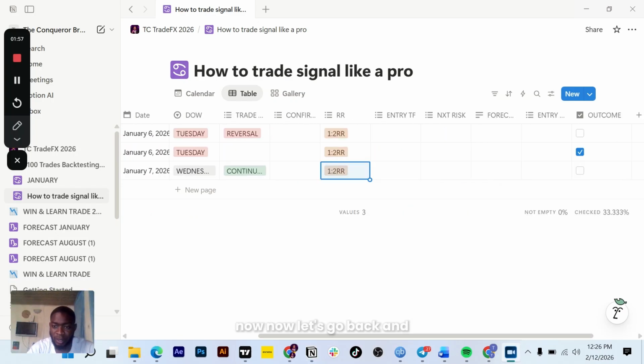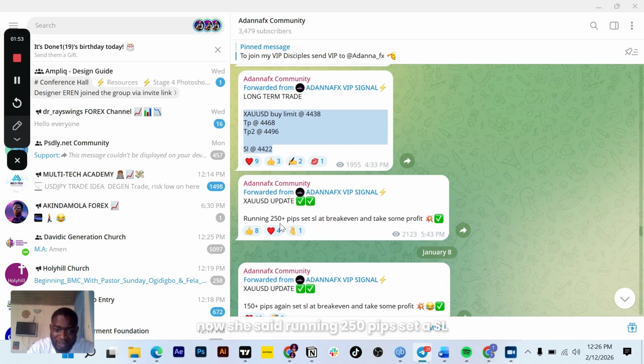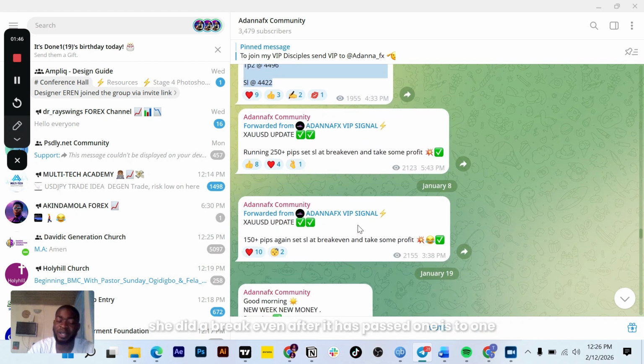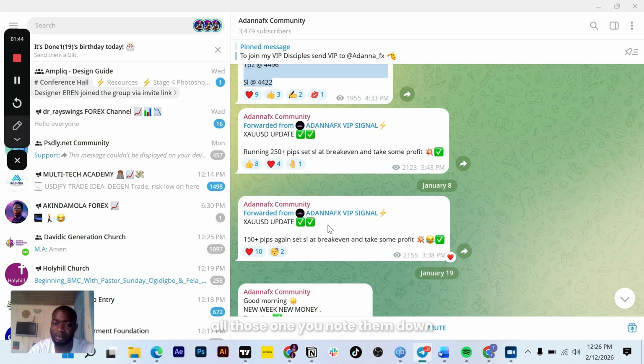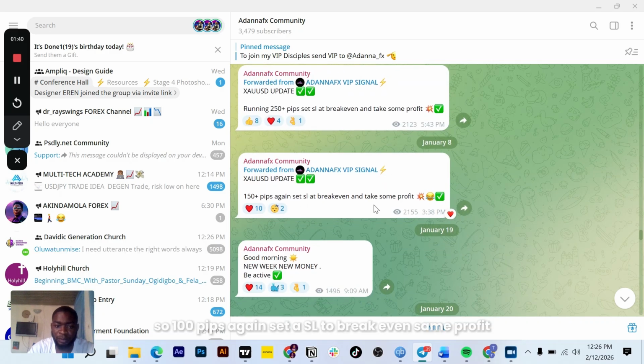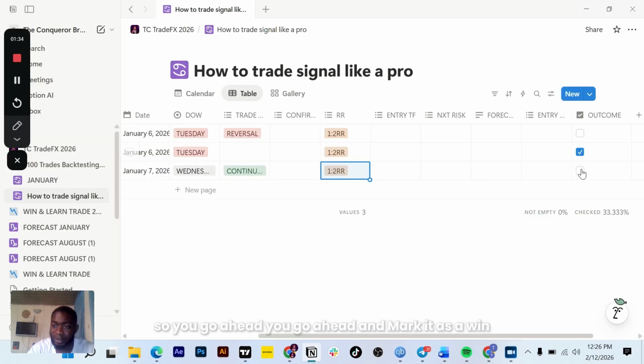Now let's go back and see if it was a win or a loss. Now she said running 250 pips, set SL at break even. Now she did a break even after it has passed 1:1. All those ones, you note them down. So 100 pips again, set SL to break even, same profit. Now this is what we will do. I think it's a TP game. So you go ahead and mark it as a win.